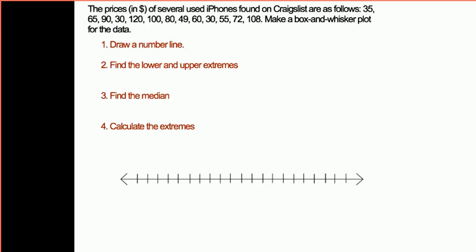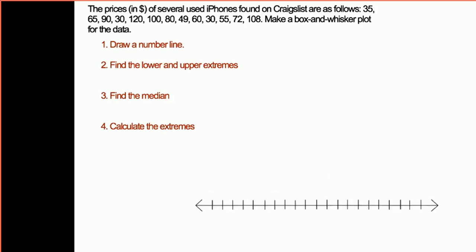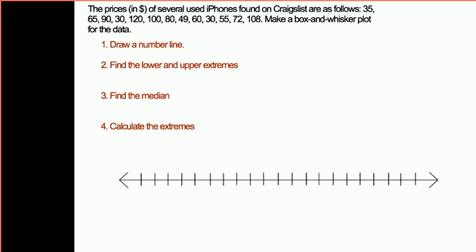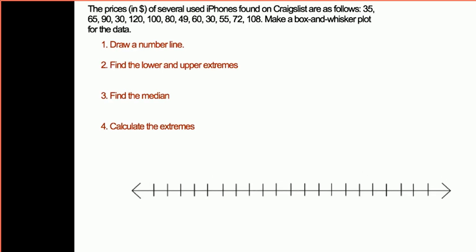So the first thing we're going to do is draw a number line. I just had one imported in there. Notice I don't have any information on it yet, and that's okay. We're just going to draw it without any labels. So I'm not going to put 1, 2, 3, 4, and so on. We're going to wait. Then next we're going to find the lower and upper extremes.